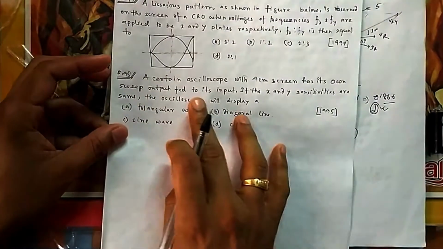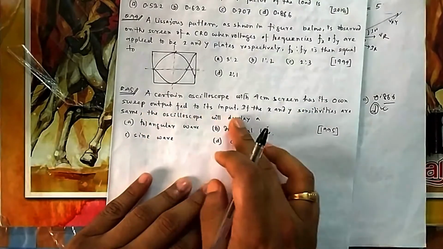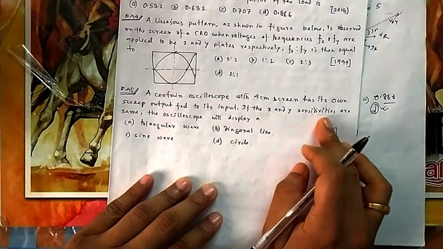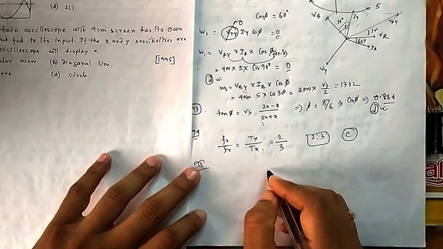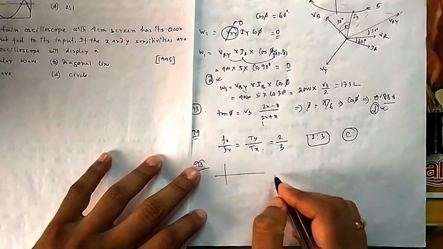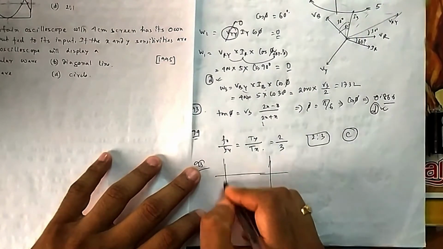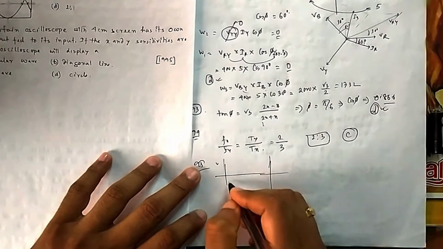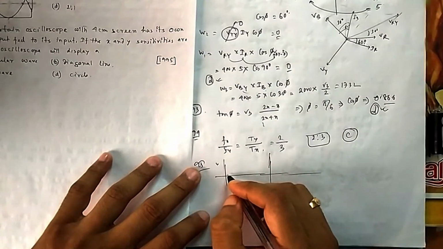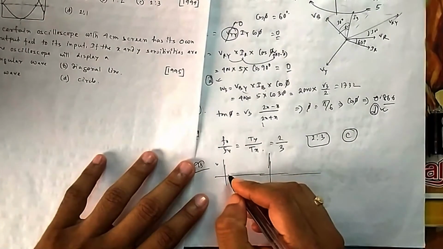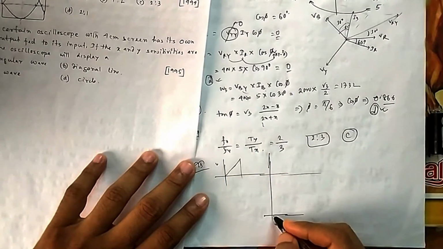If you come to 95, a certain oscilloscope with a 4 cm wide screen has its own sweep output fed to its input. The x and y sensitivities are. So same input x and y. So generally, because oscilloscope is coming, we'll draw. Suppose this is the y axis, this is the x axis, and this is your output. Because the sweep is also triangular, suppose it is a triangular shape, it is the given voltage.